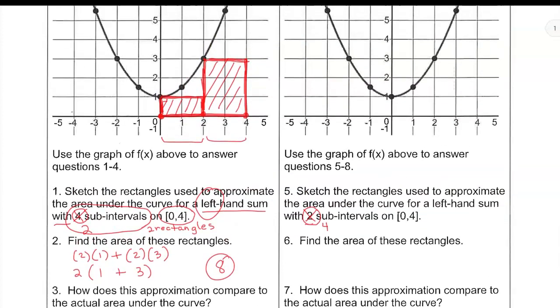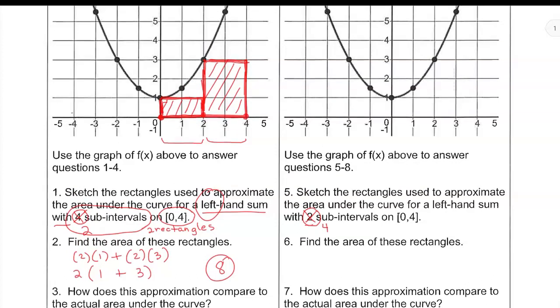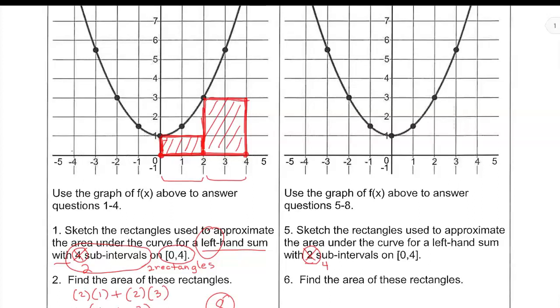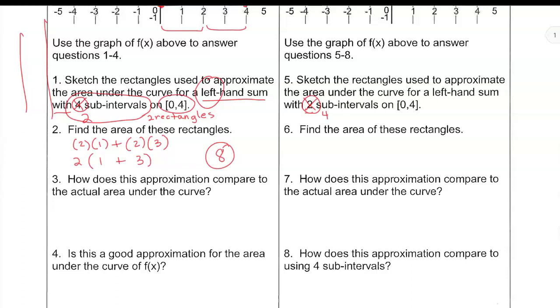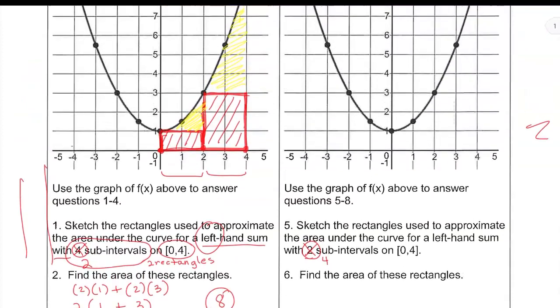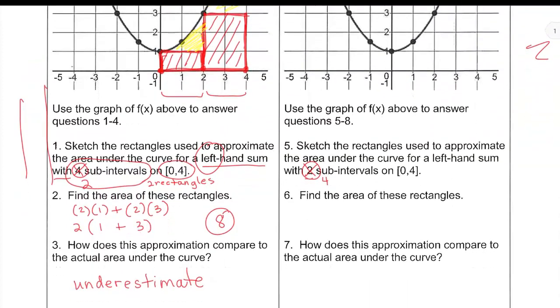It asks us in number 3, how does this approximation compare to the actual area under the curve? Well, you can see there's space still that we didn't account for, like in here and in here, we didn't count that yellow part. Our answer is not a big enough number. Our answer is actually an underestimate of the actual area under the curve. So I'm simply going to write underestimate. Is this a good approximation? Absolutely not. There's too much blank area that we didn't calculate. So that's a bad approximation. Well, how do we do better?